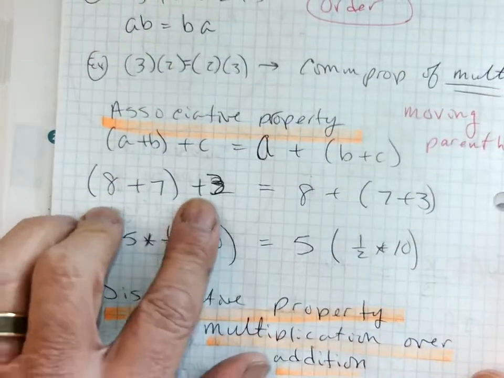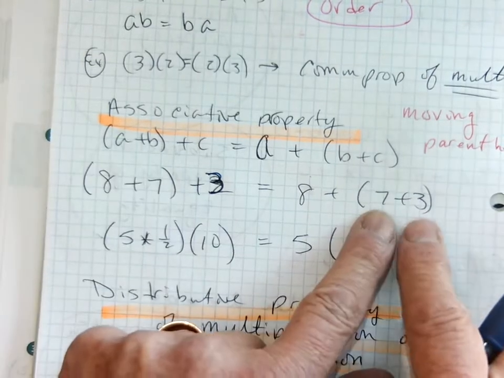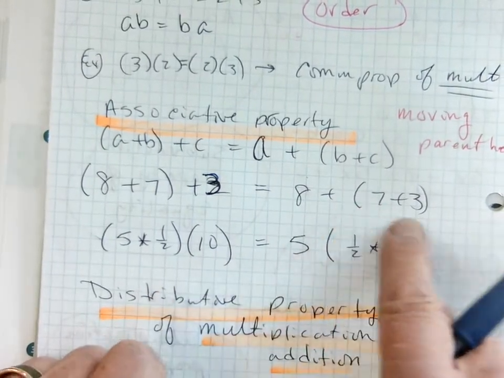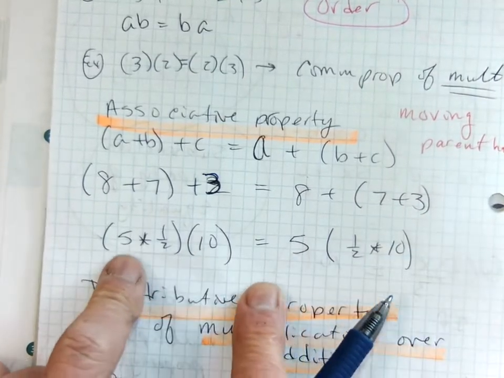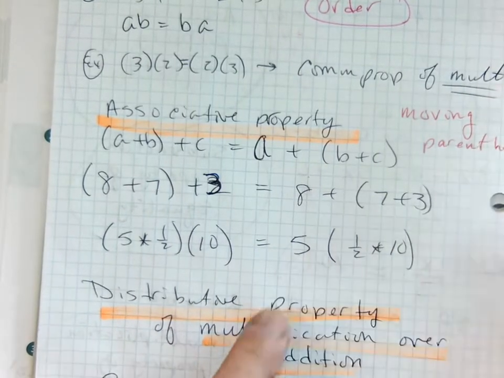I've got 8 plus 7 plus 3. Or you could switch it around and group it differently. You get the same answer. And why would I shift it? It's easier to add here. And same thing with multiplication. Instead of multiplying here first, I can just shift it over and multiply here. So this has to do with moving parentheses, okay?